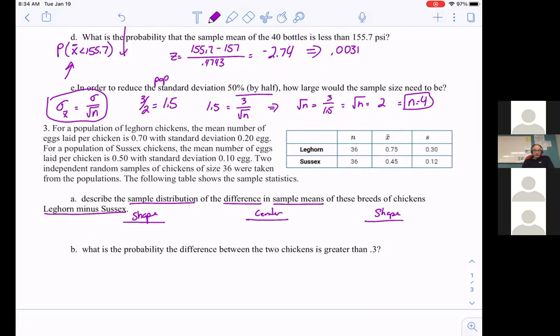So my shape. It's approximately normal because both my samples are over 30.